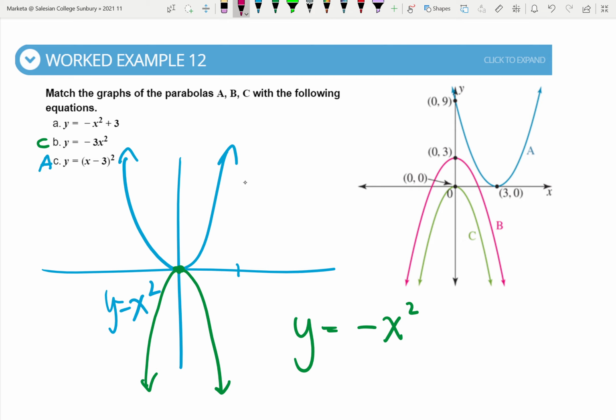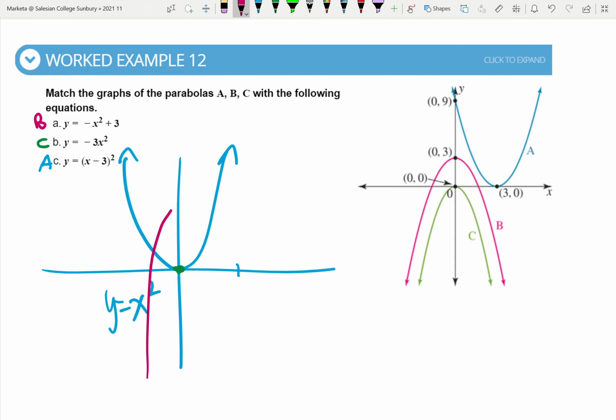Graph B is going to be A, but let's look at the last one. This one has flipped, but it's also moved up by 3. So this is going to be y equals negative x squared, and it's gone up by 3 units. So that's why we get A. So that's that. Let's move down.